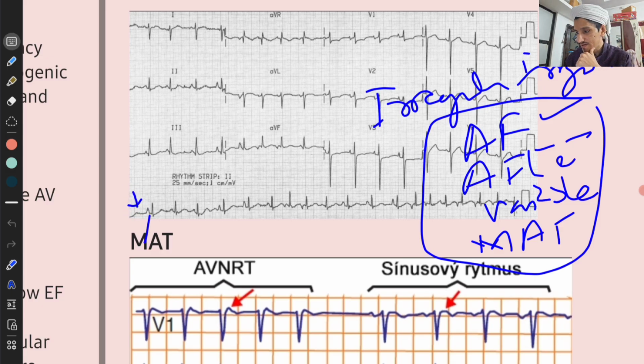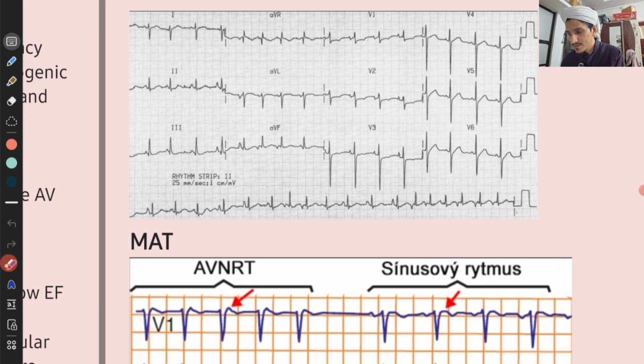This P wave is different. I will zoom this.